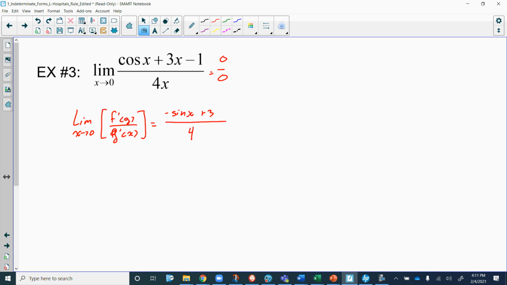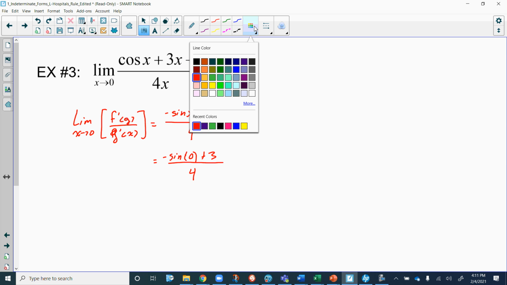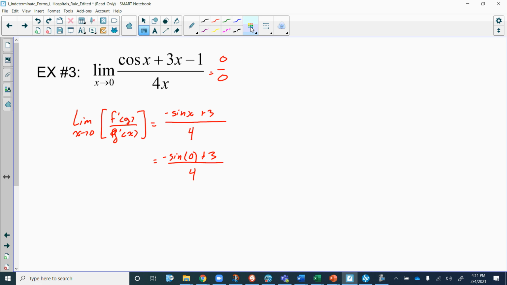And now we could try doing our direct substitution. So if I say negative sine of 0 plus 3 over 4, well, sine of 0, positive or negative, this goes to 0. So I'm left with just 3/4. And there's the limit for that one.